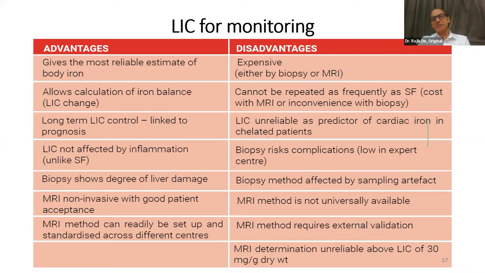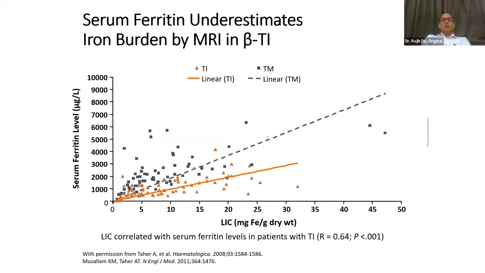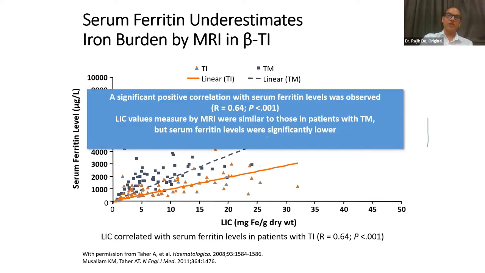So many of the centers in India perform LIC. We have one center in Kolkata also. So this is the estimate. We can see that serum ferritin, as far as thalassemia major is concerned, maintains a linearity. But for thalassemia intermedia or NTDT, the serum ferritin doesn't represent the total iron concentration. For a particular LIC, the serum ferritin level is low as far as thalassemia intermedia or NTDT are concerned. And that's why the threshold for starting chelation is low if we assess the iron overload by ferritin only.